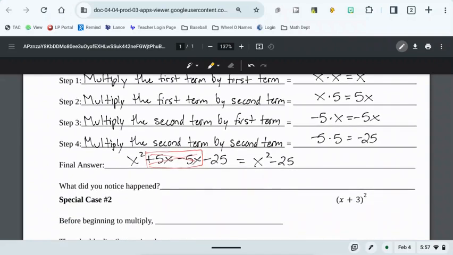So again, what did we notice? I kind of went ahead there and mentioned that before we got to this question. I got a little excited, so let's jot it down. The middle terms are opposite and cancel.